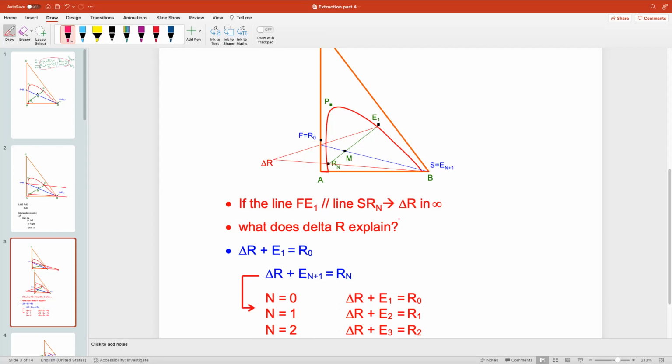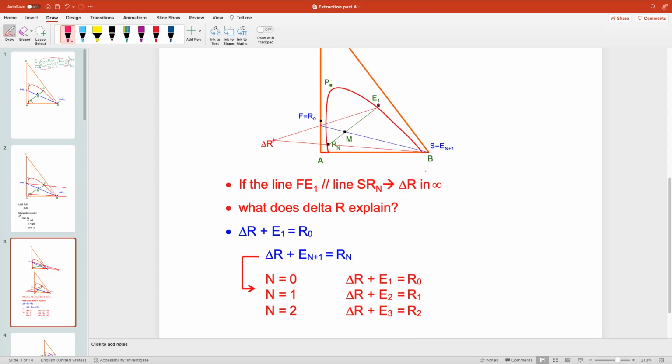What does the delta R explain? Okay, so delta R, if we add it with E1, that becomes R0 or F. This also tells you that if n equals 1, if we have delta R, and let's say delta R plus En plus 1. So I think I can explain it like this.